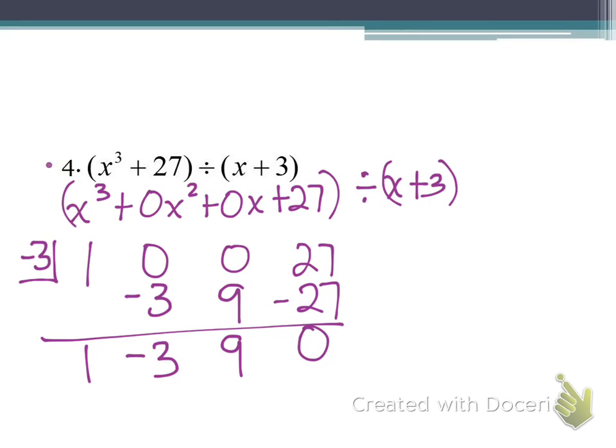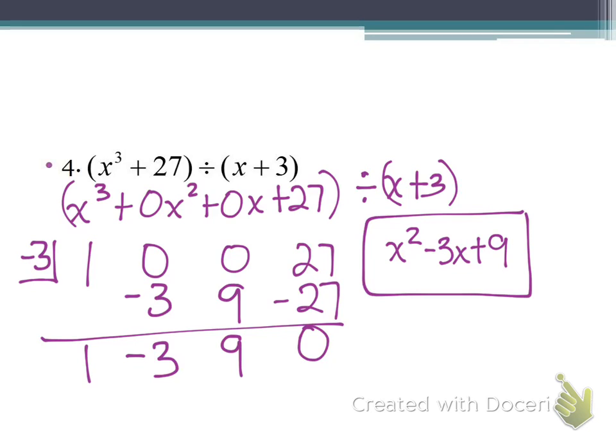All right, we still need to write our actual answer. Who can help me out with writing that? Emily? 1x squared minus 3x plus 9. Good. And then a remainder of 0. Since we have a remainder of 0, you don't have to put R0. You can. It's okay if you do. But that polynomial is our answer.